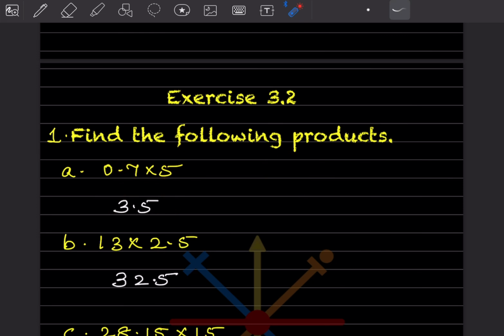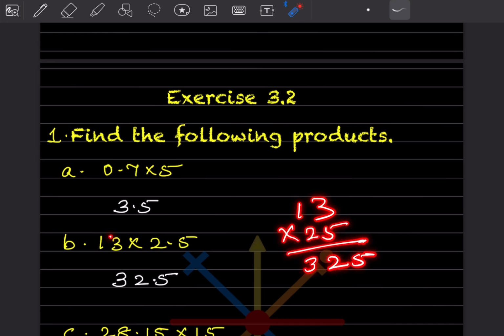Now for this one, 13 into 2.5. Again, first thing, you don't have to look for the decimal. You are going to multiply 13 into 25, so that is going to be 325. Again, what will you do? You are going to go backwards, and after one number is a decimal. So here also, after one number will be a decimal. That is going to be 32.5.